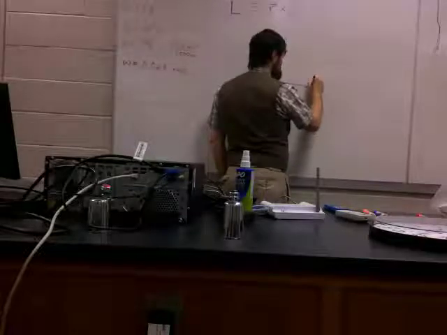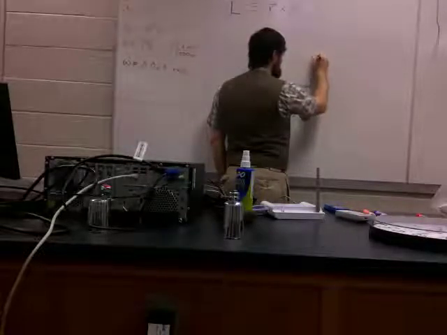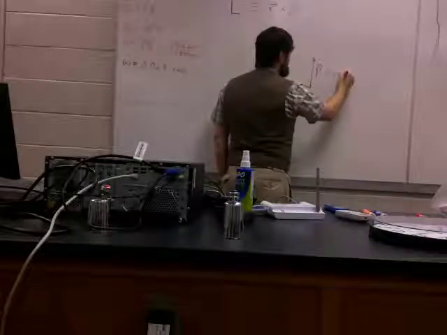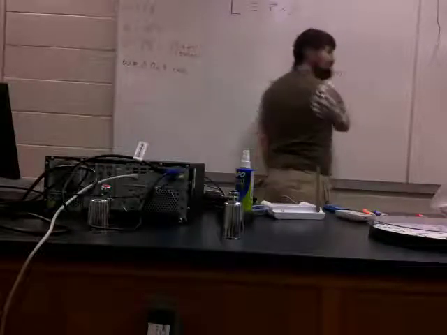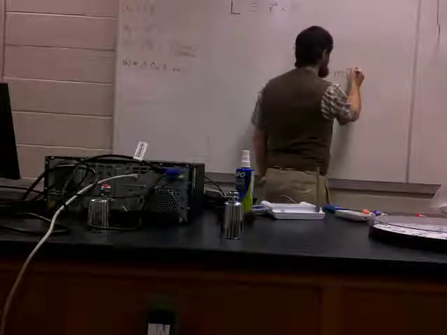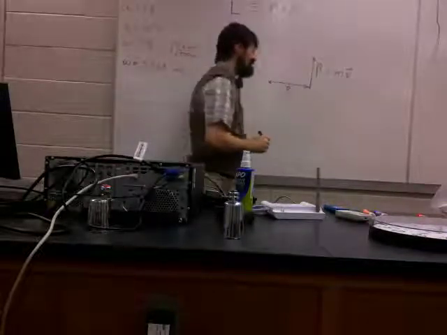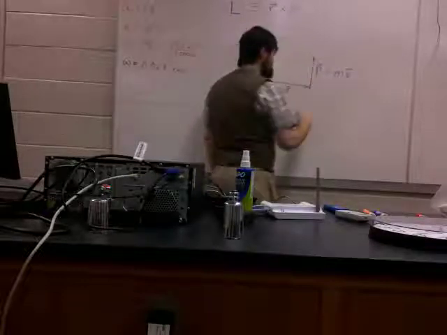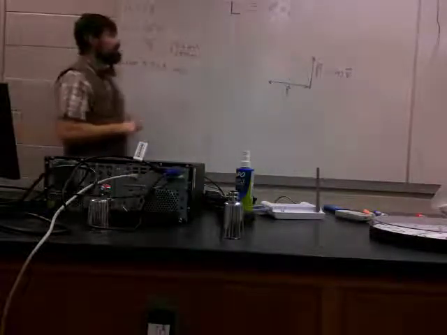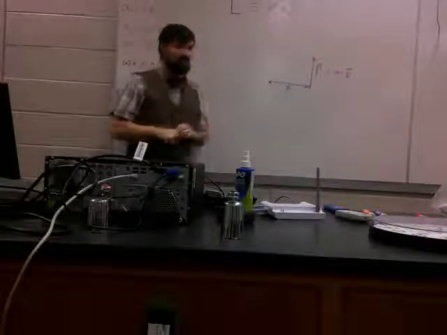And then this one right here is p. The linear momentum, you'll recall, is defined as mass times velocity. You have an object of mass m, it's moving instantaneously at velocity v. This gives us our angular momentum.